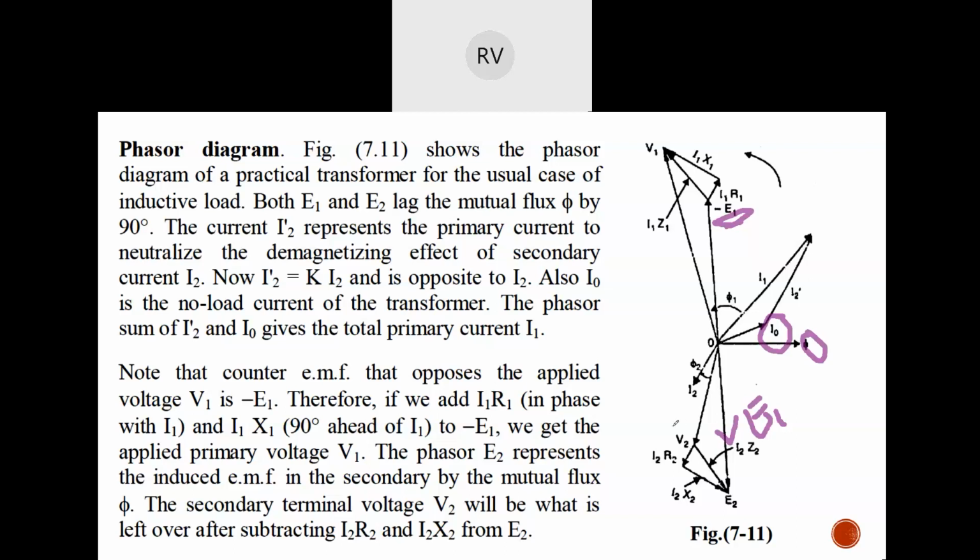So we know V2 is there, right? V2 is the terminal voltage. It is at an angle different than 90 degrees. Why? Because of the presence of R2 and X2. So we have the E2, and then we have I2, which is lagging behind E2 by phi 2. After this, we need to add I2 dash. K into I2 dash is the amount of primary current which we need to take. So that is being added to the I naught, such that the resultant will give you I1.